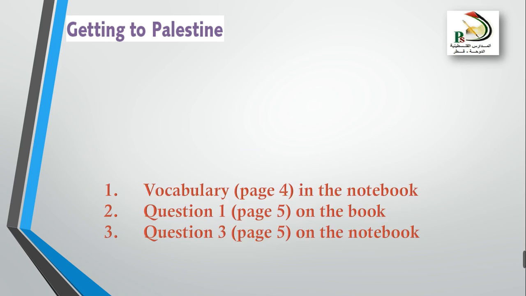We talk about vocabulary. We have taken vocabulary, page 4 in the notebook. Write them in the notebook. We have taken question number 1, page 5. Write it in your book. And we have taken question number 3, page 5. This is also in your notebook.